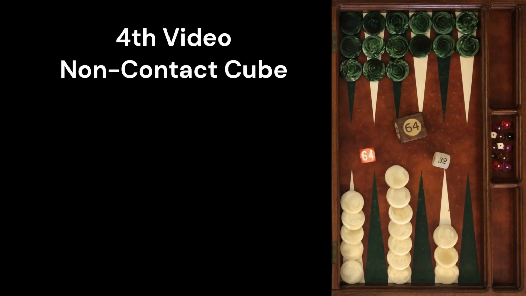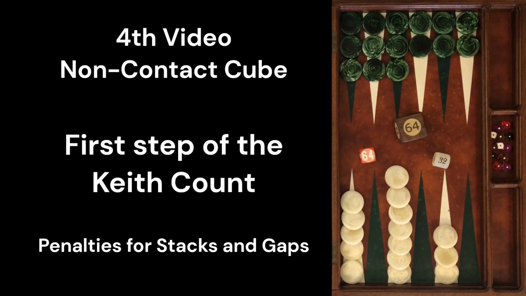Welcome to our fourth video of 6 on non-contact cube decisions. This video will concentrate on the first step of the Keith count, a method of evaluation developed by Tom Keith. As introduced in the last video, the Keith count is the easiest and most reliable method that factors in both the pip count and checker distribution.